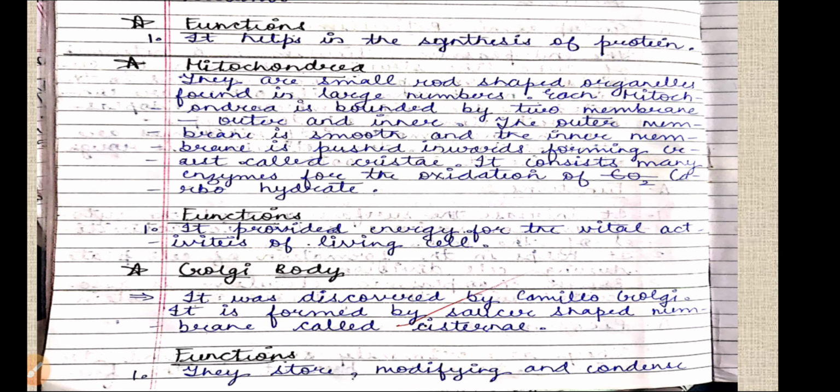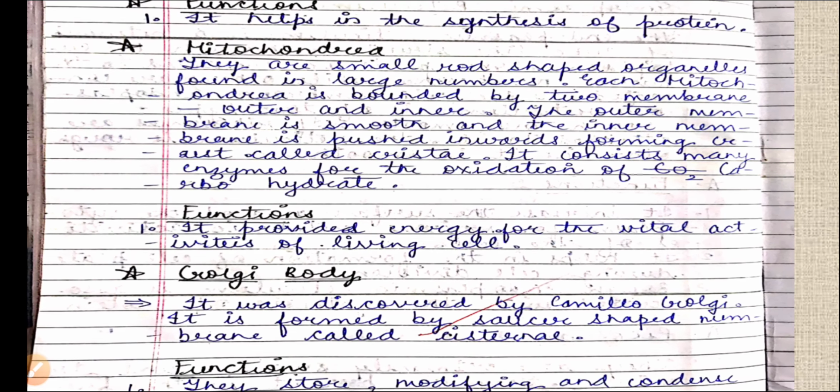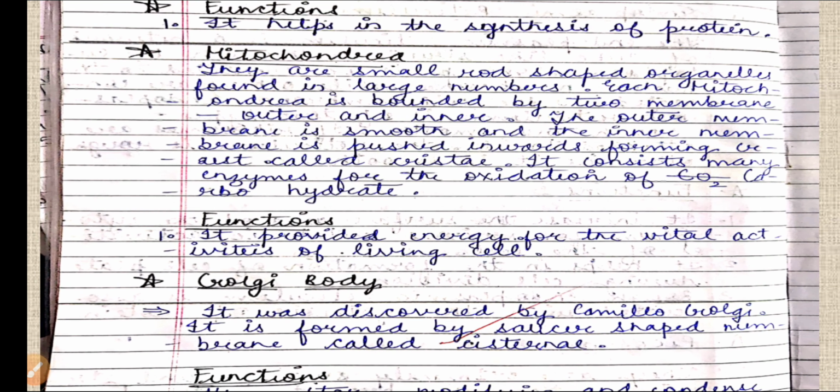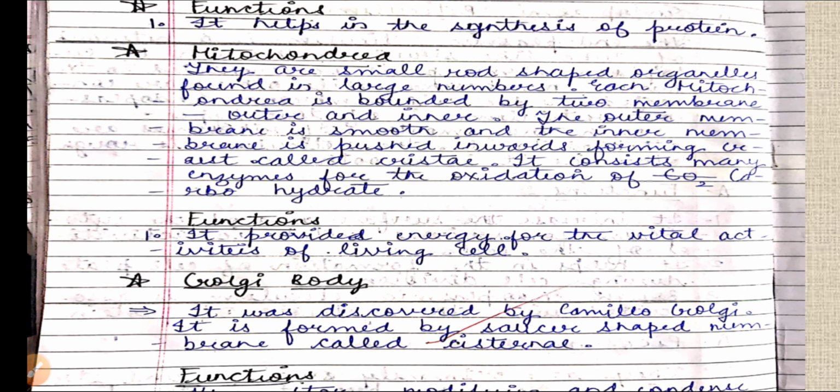Mitochondria. They are small, rod-shaped organelles found in large numbers. Each mitochondrion is bounded by two membranes, an outer membrane and an inner membrane. The outer membrane is smooth and the inner membrane is pushed inwards, forming folds called cristae. It contains many enzymes for the oxidation of carbohydrates. Functions of mitochondria: it provides energy for the vital activities of the living cell.